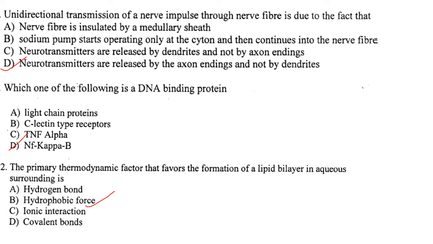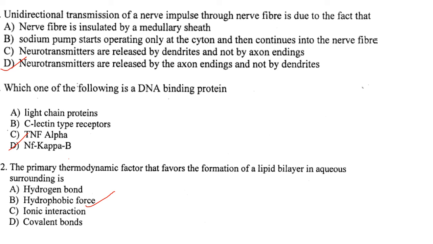So NF-kappa B, that is nuclear factor kappa B, is a ubiquitous transcription factor that is involved in inflammatory and immune responses as well as in the regulation of expression of many other genes related to cell survival, proliferation and differentiation. So the DNA binding protein among the options is NF-kappa B.